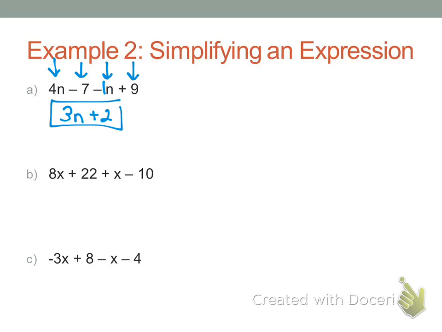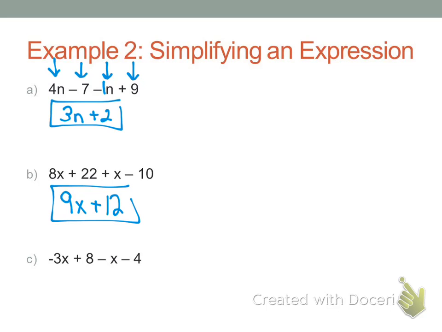All right, now I want you to try B. You try B. All right, so 8x plus x is what, guys? 9x. 9x. Very good. 22 minus 10? 12. All right, who got that right? Awesome. Good job, guys.